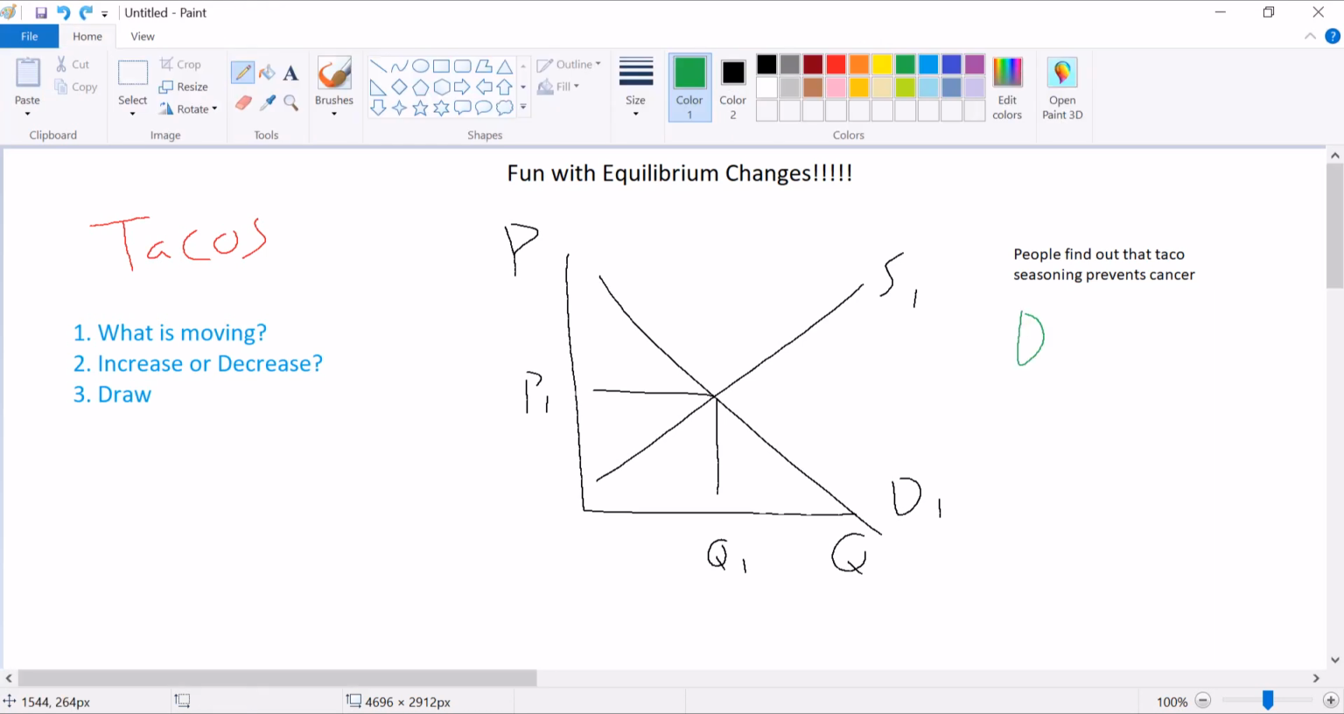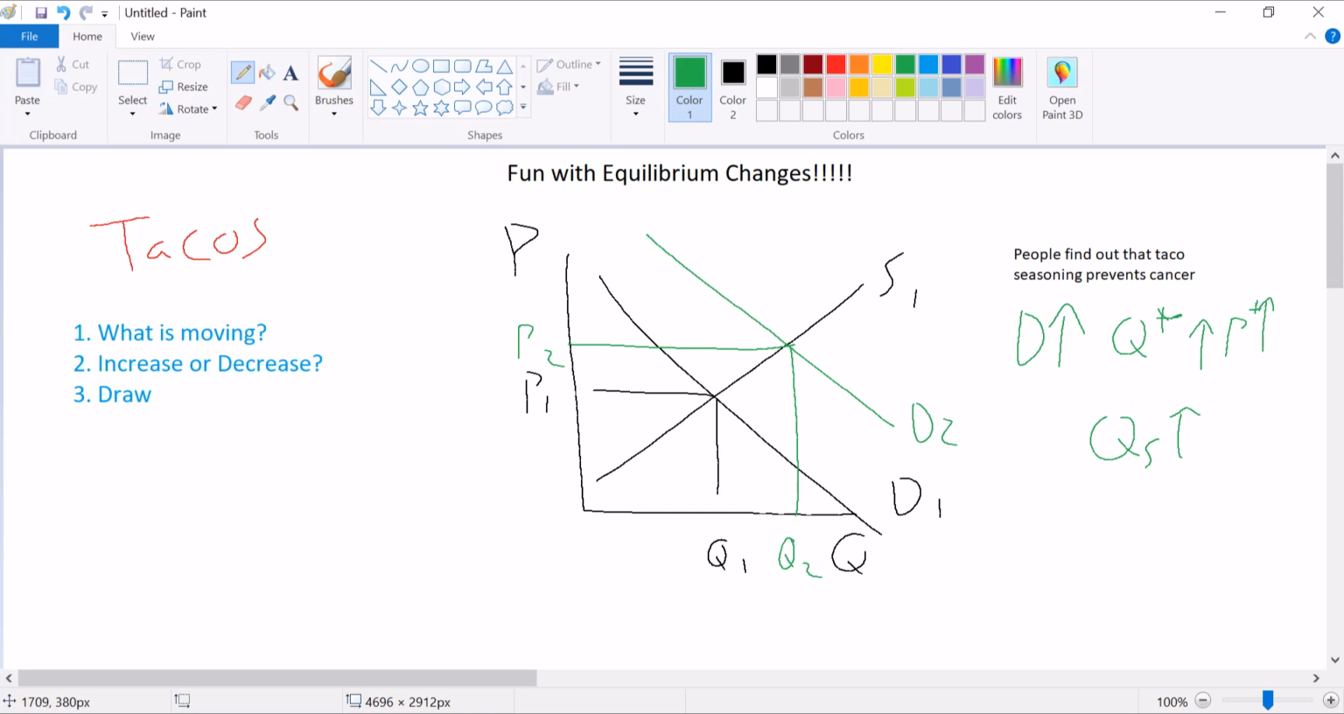So that's a demand increase, which is a shift to the right. And if I want to show my new equilibrium, that's going to be higher quantities and higher prices. Equilibrium quantity rises, equilibrium price rises, and then the quantity supplied will also rise. But again, the supply curve didn't move.